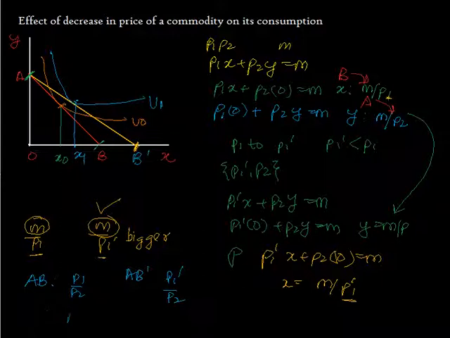Both of them are equal to the MRS at the points, let me label them E0 and E1. P1 by P2 is equal to MRS at E0, and P1 dash by P2 is equal to MRS at E1. So this is the effect of the price change. When the price of the commodity decreases, you buy more of that commodity.